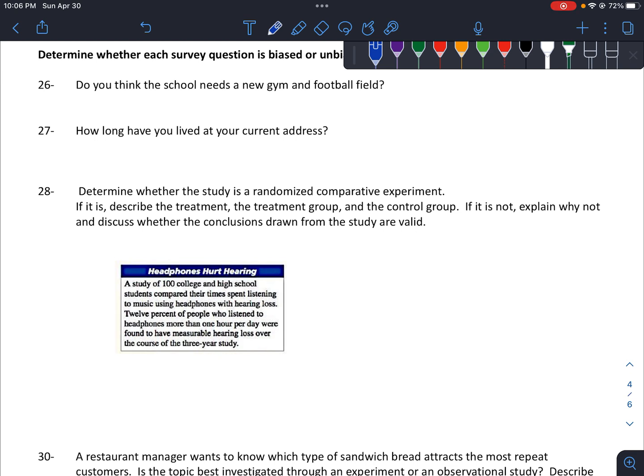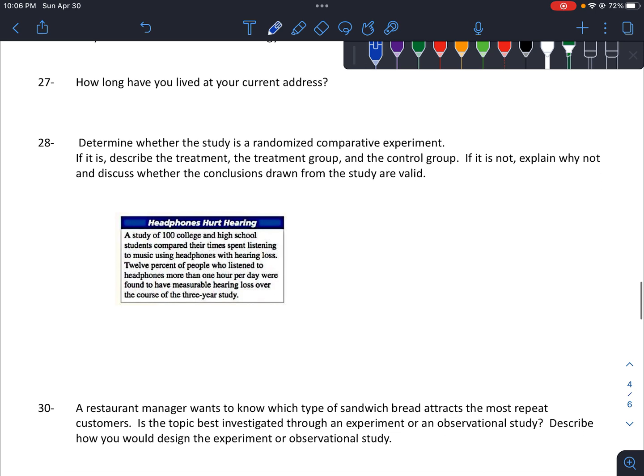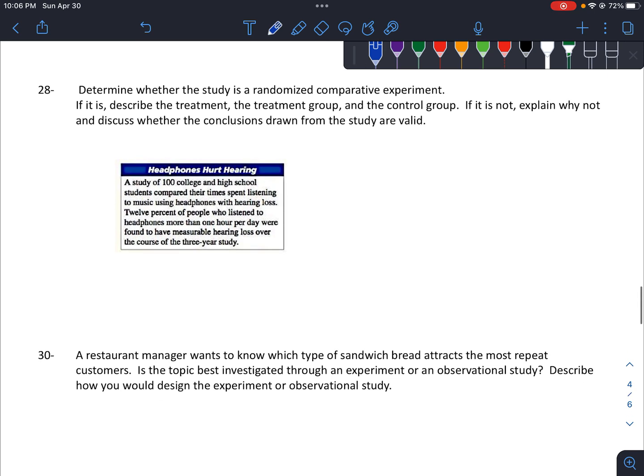How long have you lived at your current address? This sounds unbiased. I wouldn't really think there'd be any bias. Yeah, I mean, someone might say that maybe how long you lived is too sensitive. I don't think it should be too sensitive. Maybe if it asked what is your current address, that's definitely probably sensitive information. But just saying how long you lived, that shouldn't be a problem.